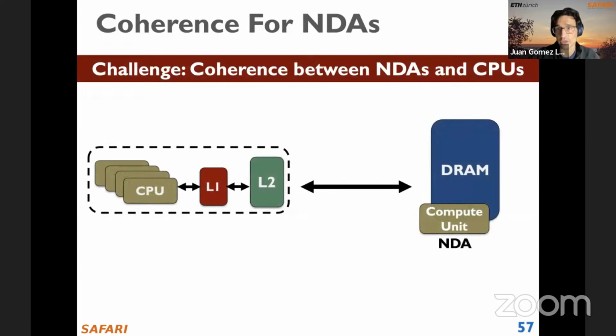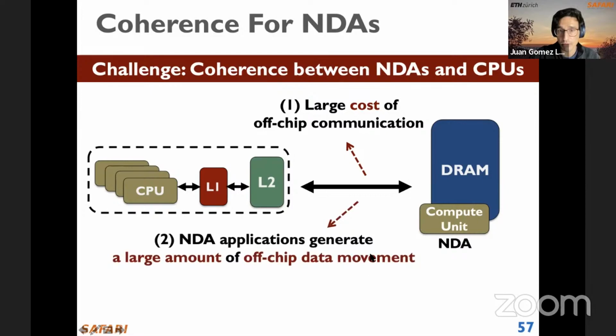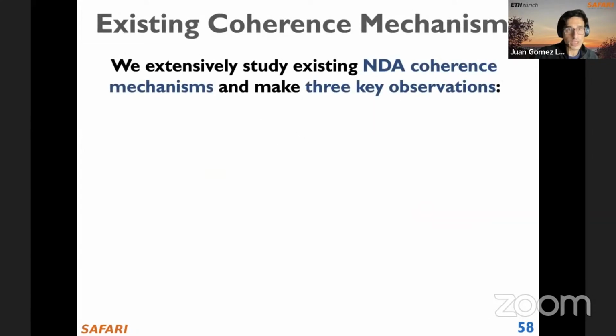Maintaining coherence for systems with processing-in-memory capabilities and CPUs is challenging. The first reason is that there is a large cost of off-chip communication. Whenever we need to maintain coherence between this compute unit and the cache hierarchy of this CPU, we are going to need to go through the memory bus. As you know, this is one of the key problems of current computing systems, the large cost of off-chip communication. Also, PIM applications generate a large amount of off-chip data movement, so it's impractical to use a traditional coherence protocol.